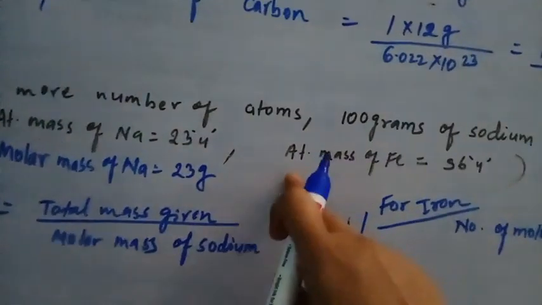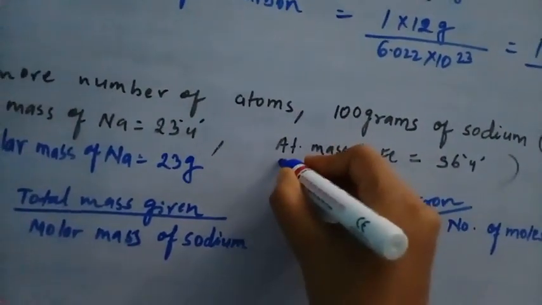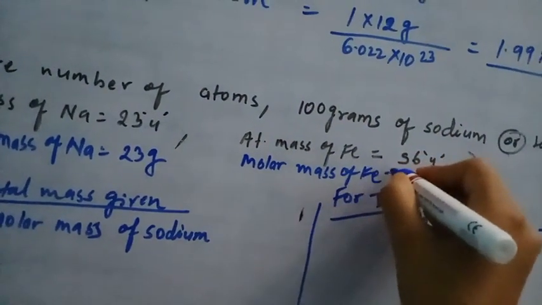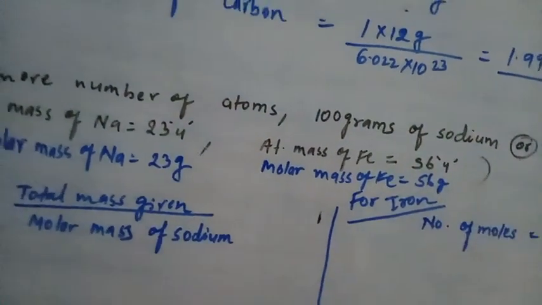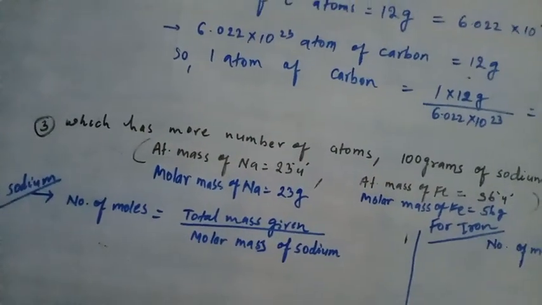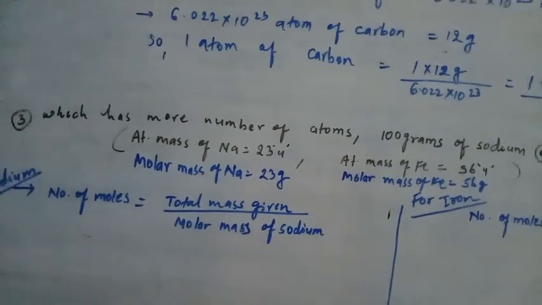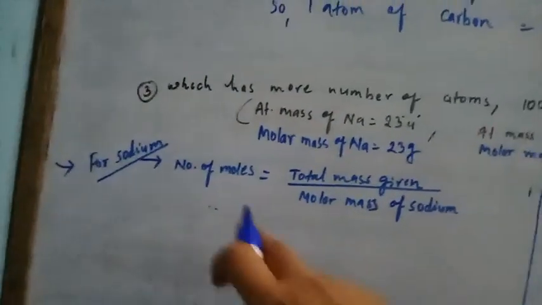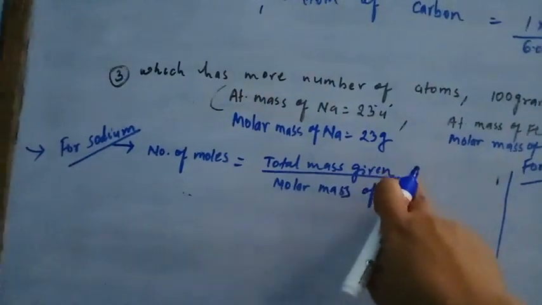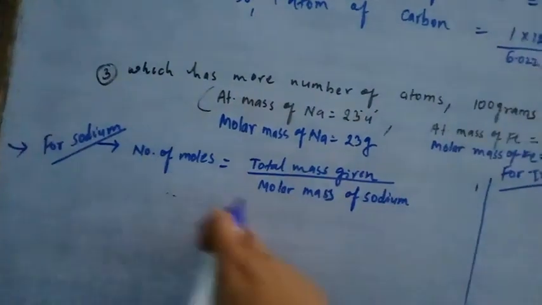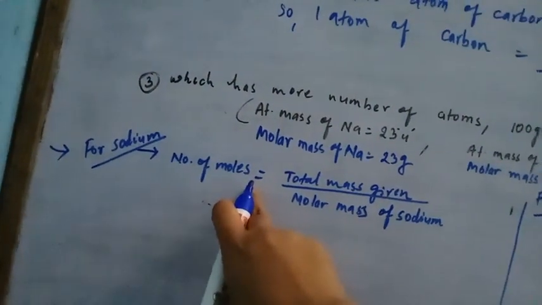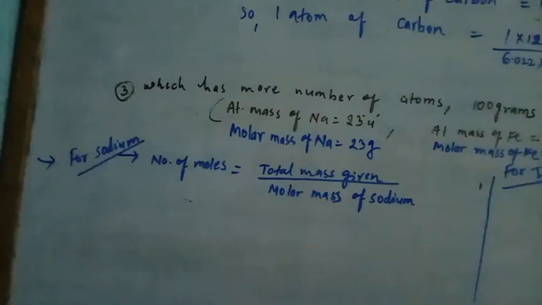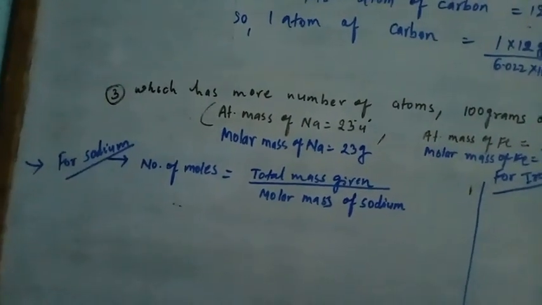Here also the atomic mass of iron is given. So the molar mass of iron will become 56 gram. So we have calculated the molar mass of sodium and the molar mass of iron. Why do we need the molar mass of these two elements? Because we will use this formula: number of moles is equal to total mass given divided by molar mass. From this formula we will get the number of moles of sodium and the number of moles of iron, and from the number of moles we will calculate the number of atoms.